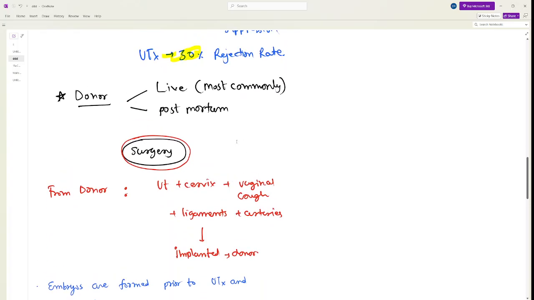We already discussed the recipients, those patients with absolute uterine factor infertility. Those are the cases for uterine transplant. Now the donors can be either healthy or postpartum as well. But in most cases, healthy donors have been used so far.